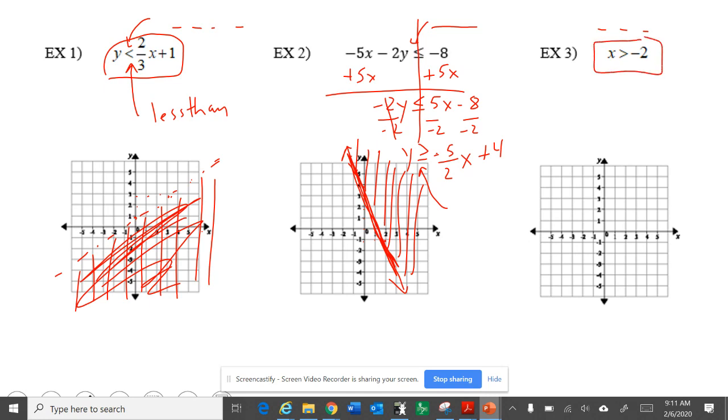Okay, this one is sort of a special line. It's a line you have to memorize. It's a vertical line. X is greater than negative 2. So I'm looking at the sign, and it is dotted because it's not an equal to. And I am going to shade to the right because to the right is bigger than to the left, and this means greater than.